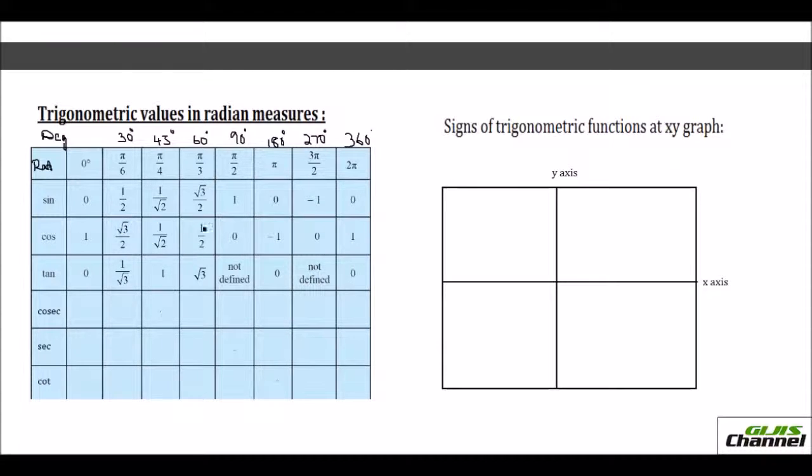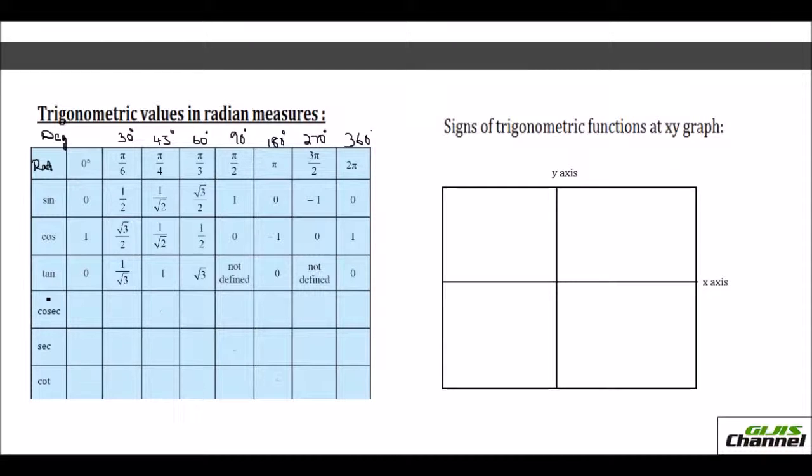If you learn the values from 0 to 90 degrees, you just write it in reverse order for the cos. See, the 90 degree over here would become the 0 degree, and this is written in the reverse order. So you can just write it in reverse. And here 180 degree of cos would be negative 1, and 270 degree is 0. And here 360 degree is 1.